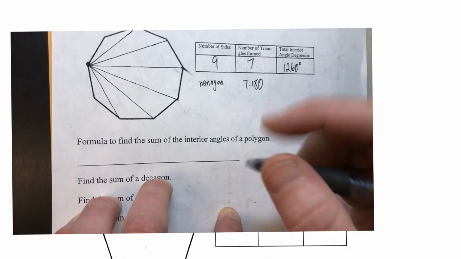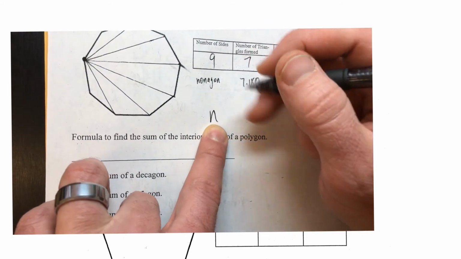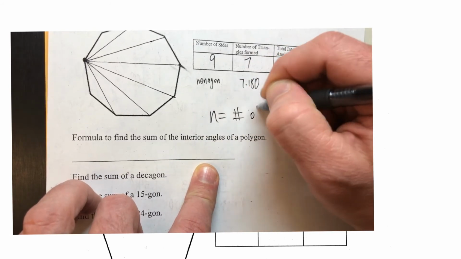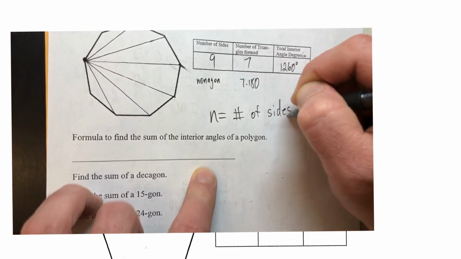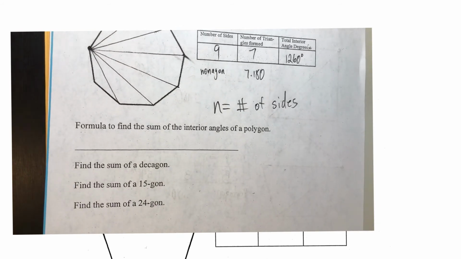So what we're going to do is write a formula here. We're going to come up with this on our own. But one thing I want to do is talk about one variable. So n in this is going to represent the number of sides. Make sure you get this down. n represents the number of sides.